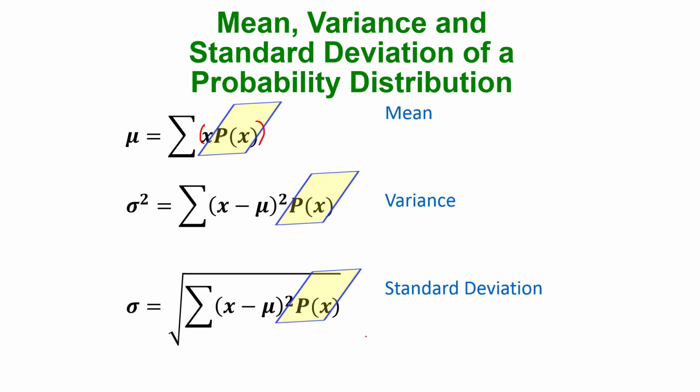So you're going to need to know that if you're given a probability distribution and I ask you for the mean, this is the version of the formula that you're going to use. So given a probability distribution, you have to use these versions of the formulas.